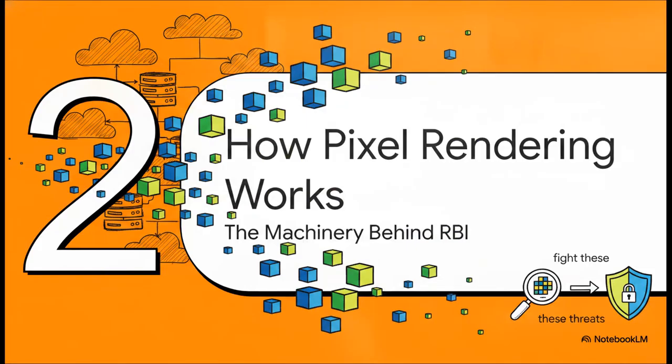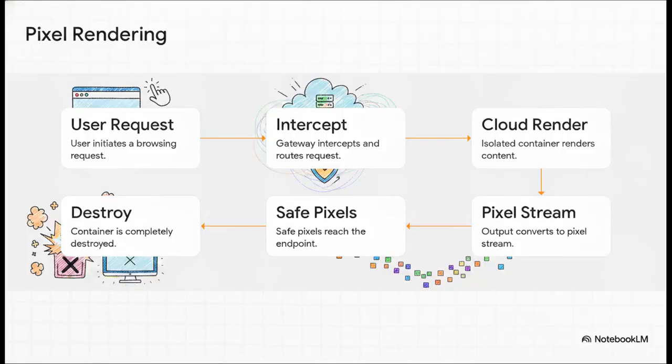Moving on to part 2, how pixel rendering works. Okay, let's walk through the life cycle of one of these isolated sessions. It's actually a really fascinating 6-step process. First, you, the user, initiate a browsing request, like clicking a link. Second, a gateway steps in, intercepts that request, and routes it far away from your device. Step 3, an isolated Linux container sitting out in the cloud actually loads and renders that content.